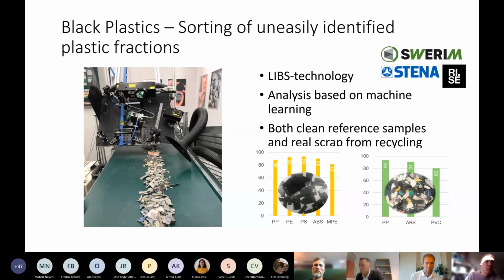So another pilot project has been on plastics, using LIBS for sorting black plastics, and also trying to identify regulated material, for example flame retardants in plastics. You see from the results here that it works okay, but it's not 100% perfect, and there are many challenges with LIBS that we can discuss later on. But also here we use both virgin material for training the equipment, and then used real scrap samples that were collected at Skåne for testing.